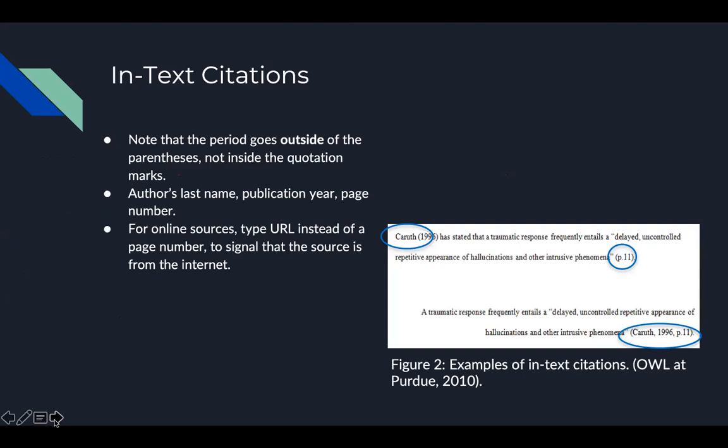So for in-text citations, 3 main pieces of information: author's last name, publication year, and then either the page number or type out the letters URL to signal that the source is from the internet. You already have some experience with that from captioning graphics. Important thing to note also is that the period goes outside of the parentheses, not inside the quotation marks. Yeah, and the switching to URL to indicate an online source, again, is relatively recent.